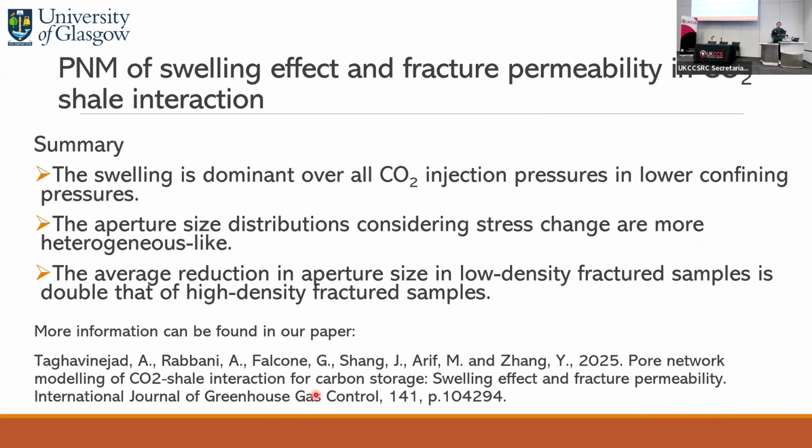That's the dynamic effect. Until now, what we observe, the summary: swirling is dominant over all CO2 injection pressures in lower confining pressure. The aperture size distribution considering stress change is more heterogeneous. The average reduction in aperture size in the low density fracture sample is stronger than in the high density fracture sample.